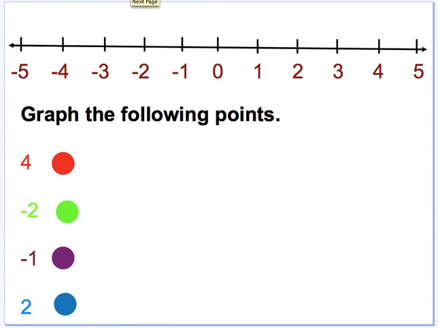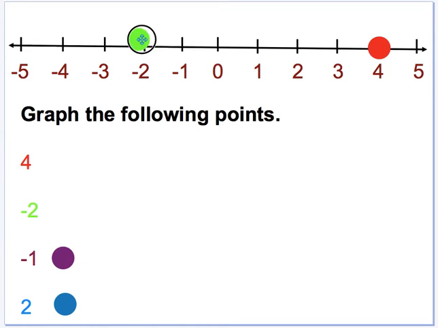So let's start off. We're going to graph the following points. So 4. Even though when I look at my number line, I don't see a 4, I see a -4. Wow, there is a 4 there. It means a positive. If you don't see a symbol, it's always a positive because it's to the right of the 0. So this 4 is going to go right over there. Try all these yourselves and see if you can place them on the number line.